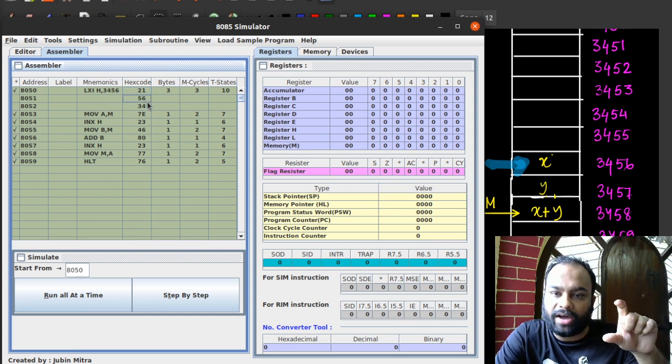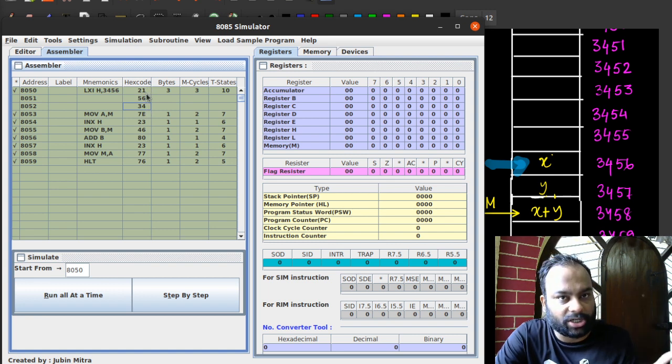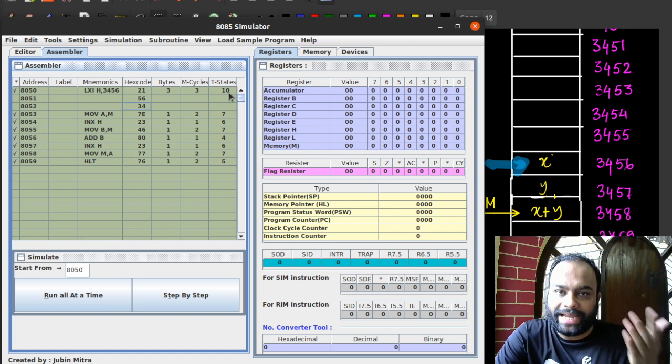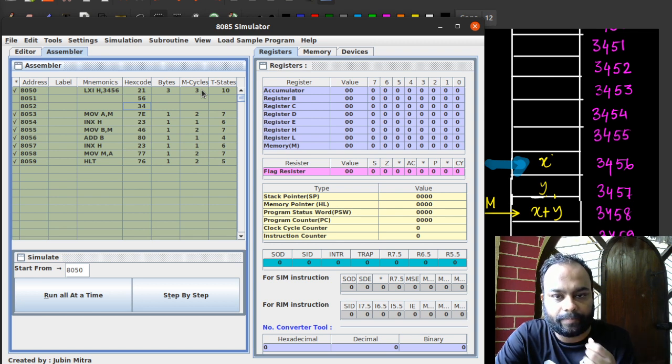So 56 will come first and then 34. It's called a little endian byte ordering. So it's a 3-byte instruction. And how many clock cycles does LXI take? It takes up 10 clock cycles and 3 machine cycles. 1 opcode fetch, 2 memory reads. We discussed this already, right?